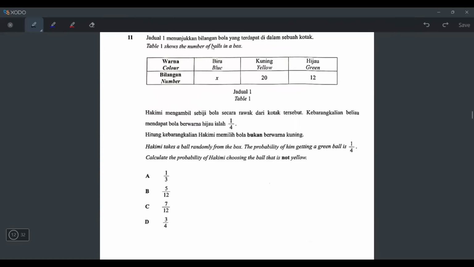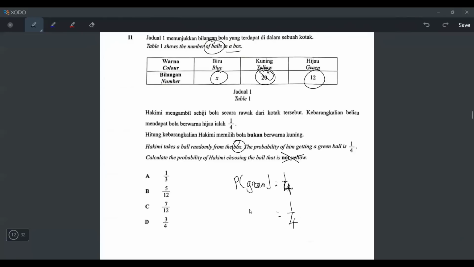Okay, number 11. Table 1 shows the number of balls in the box. So we have X blue balls, 20 yellow balls, 12 green balls. Hakimi takes a ball randomly from the box. The probability of getting green is 1/4. Calculate the probability of Hakimi choosing a ball that is not yellow. Okay, I cannot find this first. I need to know the total first, because if I don't know the total, I can't find the not yellow. So how to find the total?